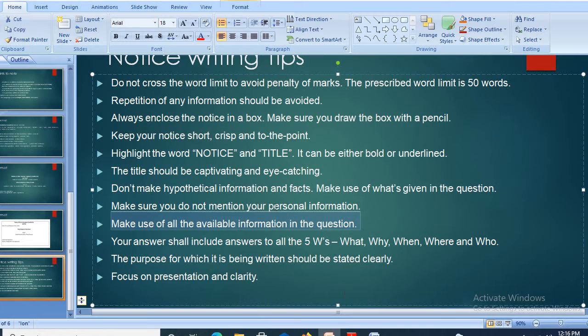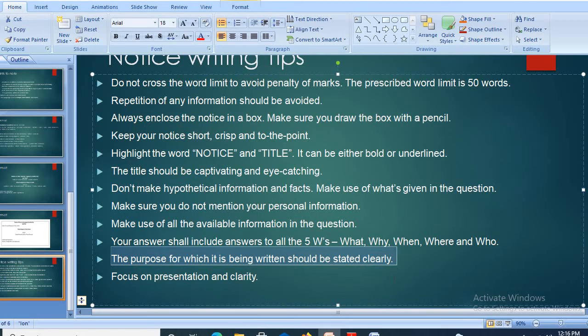Okay, then you see the purpose for which it is being written should be stated clearly. What is the main purpose? Why are you writing the notice? What is the main intention? That one has to be mentioned very clearly, that this is my purpose of writing the notice.